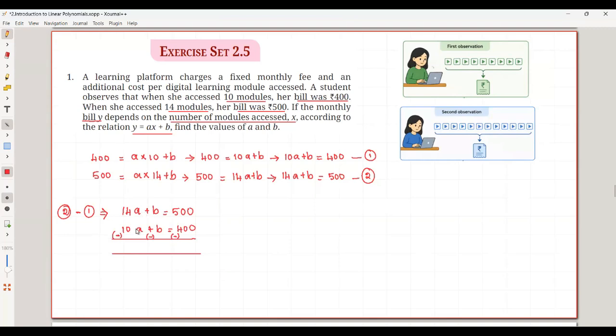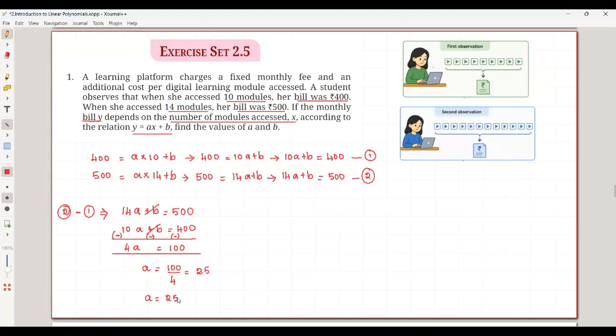Now 14A minus 10A. So remember the minus sign. 14A minus 10A, 14 minus 10 is 4, so 4A. Now plus B minus B, it will get cancelled. So B is eliminated. So 4A is equal to 500 minus 400, we'll be getting 100. Now 4A is equal to 100, so A is equal to 100 by 4. 100 divided by 4 is 25. That means A is equal to 25.